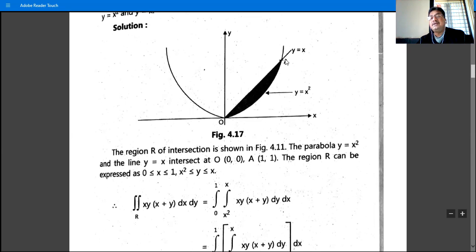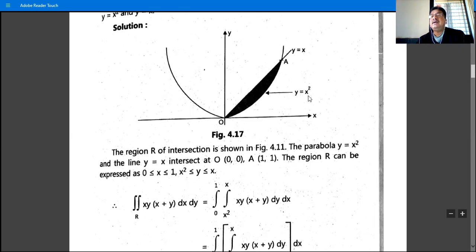If we draw the perpendicular from this point to the x-axis, what are the coordinates of this point? The coordinates of this point are obtained by solving these two equations. That is, substitute y is equal to x in this equation. We have x is equal to x square, which means x square minus x is equal to 0. Take x as common.